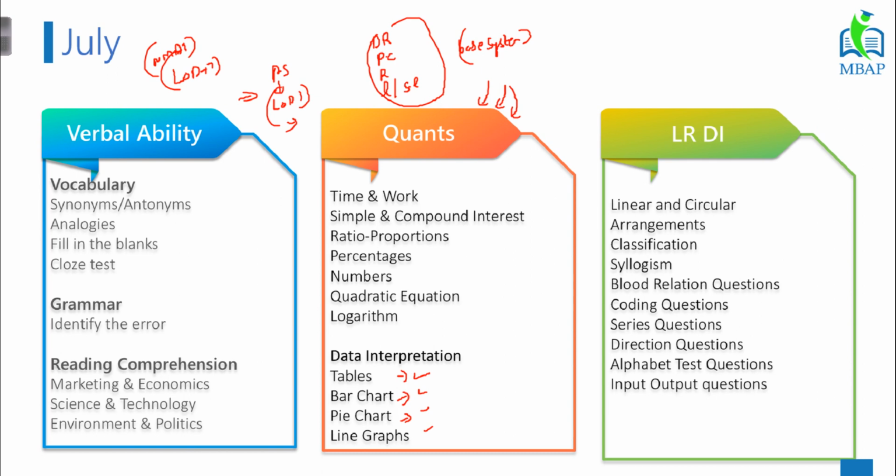Okay. The last section is logical reasoning. As I said, logical reasoning in CAT will be full of puzzles, but logical reasoning in NMAT will be devoid of puzzles. There will be puzzles, but the major focus is going to be on analytical reasoning. So I want you to focus on linear and circular arrangements, classification based questions, syllogism, blood relations, coding-decoding, input-output, alphabet type questions and direction sense. These are the important elements which I want you to touch upon in the month of July.